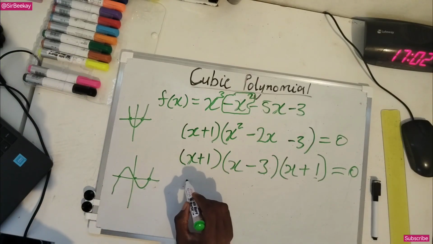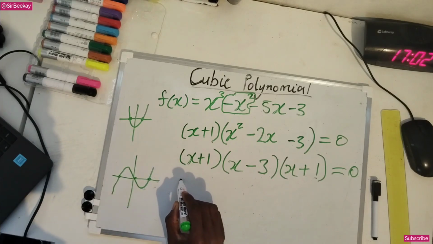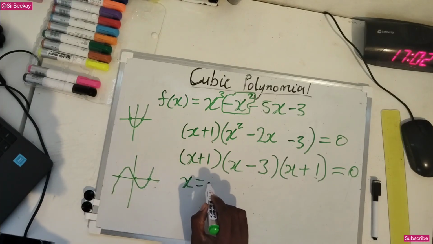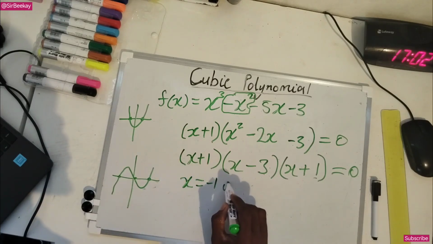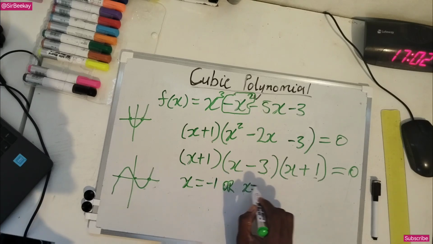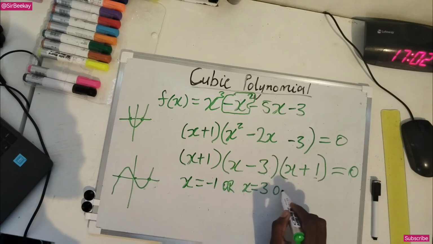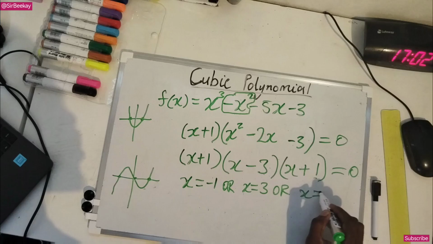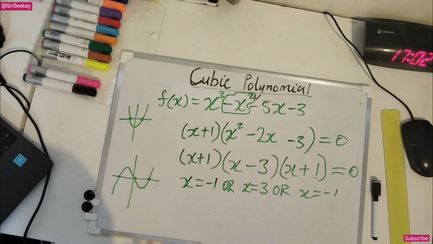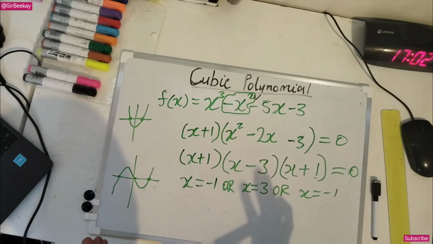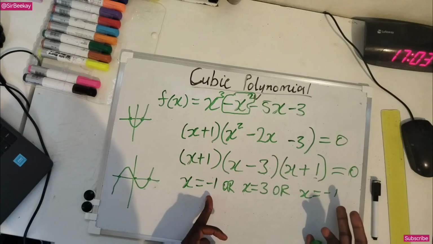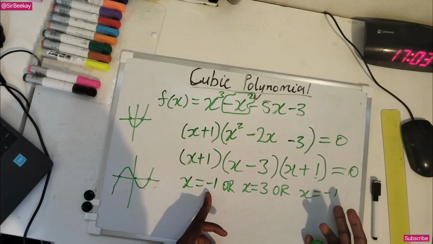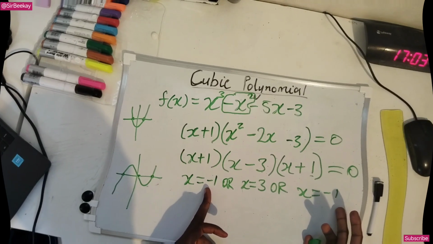Okay, now we've found our roots to be x equals minus 1, or x equals 3, or x equals minus 1. So we've got a graph that is sharing two values of x here.